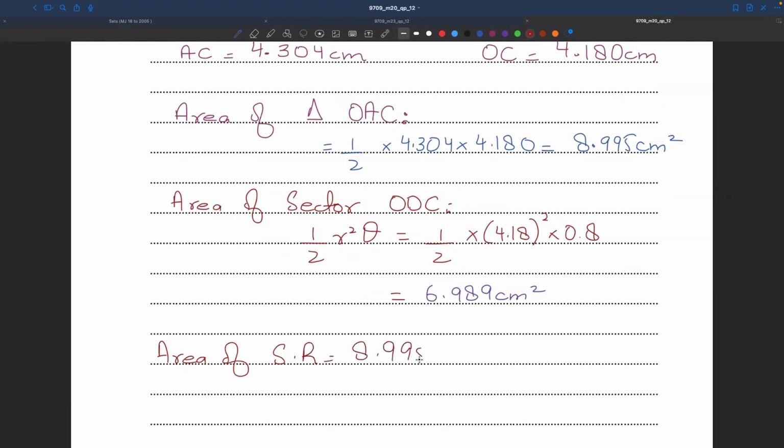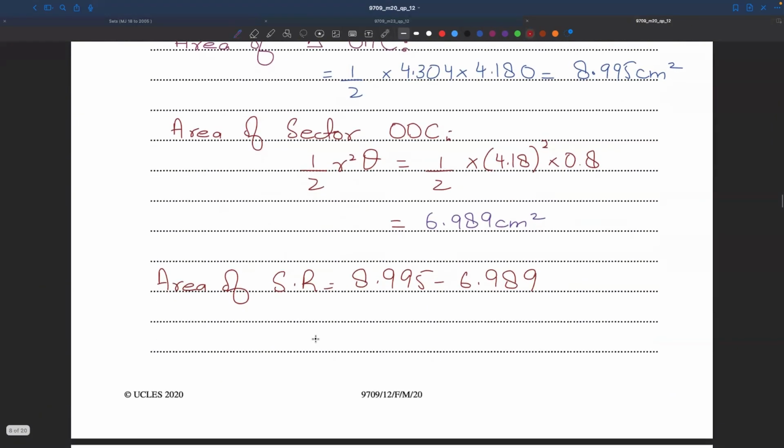8.995. This is what you will substitute in the calculator as well. Answer. Give answer to 3 decimal places, please. 2.006, right? So 2.01 cm square would be the correct area of the shaded region, to three significant figures. Sorry.